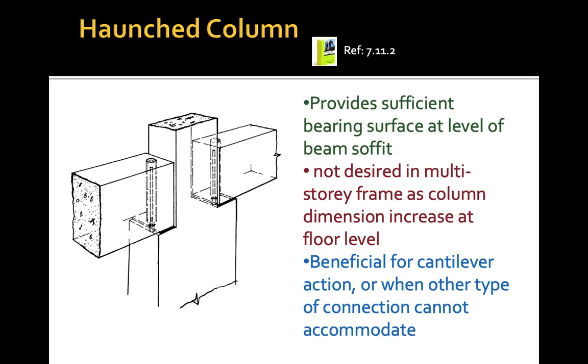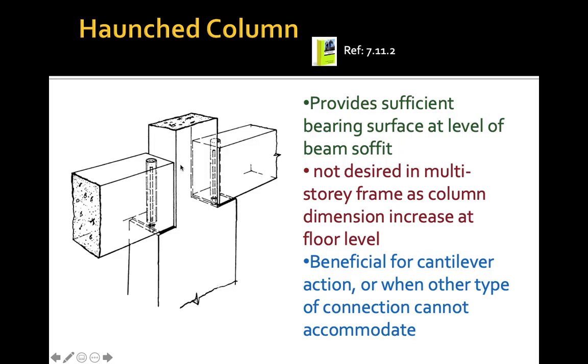Then we also have a haunch column, where we have this L shape part that takes the position of the beam. It provides a sufficient bearing surface at the level of the beam soffit. It is not desired in multi-frame as the column dimension increases at each floor level. This is beneficial for cantilever action, or when other types of connection cannot accommodate.